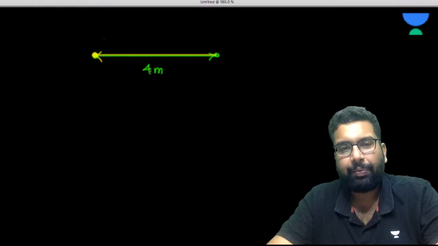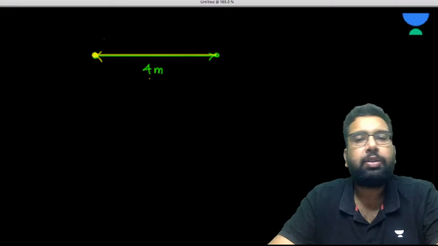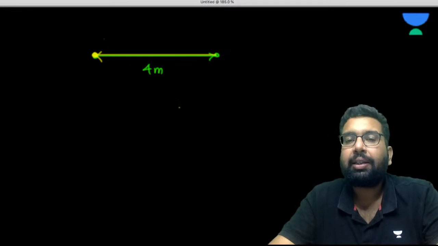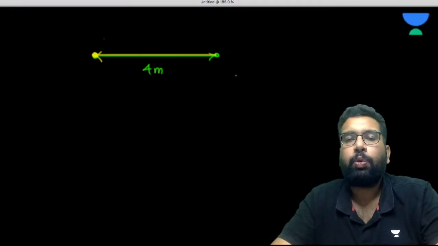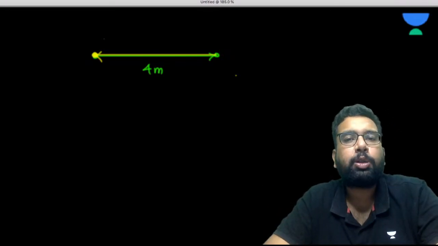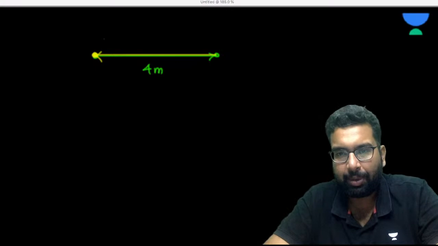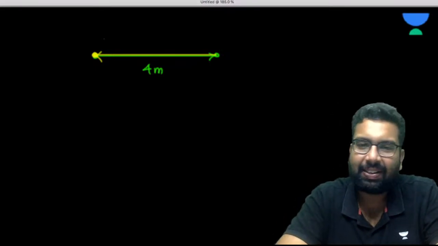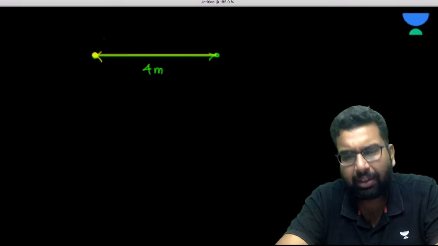Are you getting my point? This is going to be 0, but the distance will be 8. So if we move 4 meters east, then come back 4 meters west, the displacement is going to be 0, but the distance will be 8 meters. Now please understand it. So we can solve some more questions.